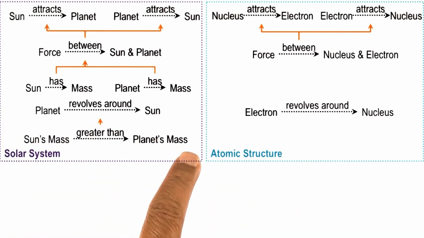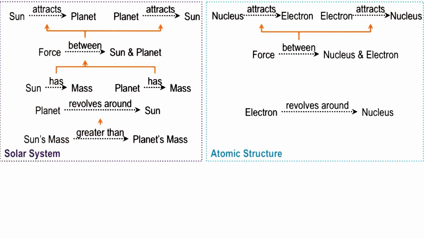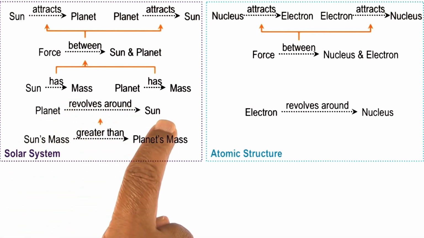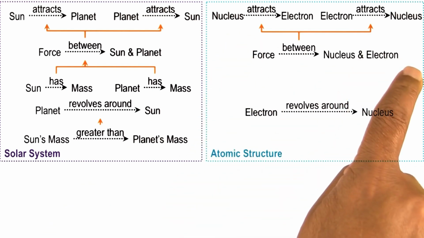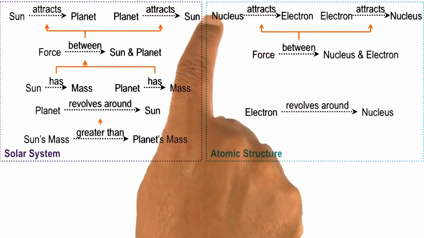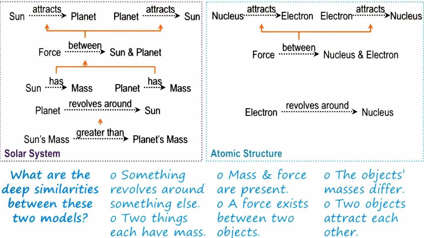In this representation of the solar system, these arrows are denoting causality. So the sun's mass is greater than the planet's mass, which causes the planet to revolve around the sun. Similarly, for the atomic structure, there is a force between the nucleus and the electron, and that causes the nucleus to attract the electron and the electron to attract the nucleus. Given these two models, what are the deep similarities between them? What do you think, David? What are the deep similarities here?